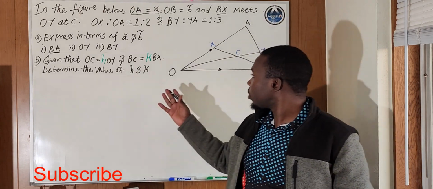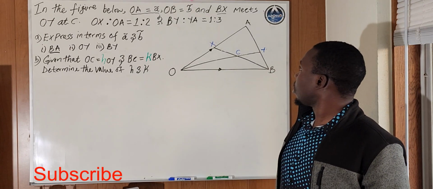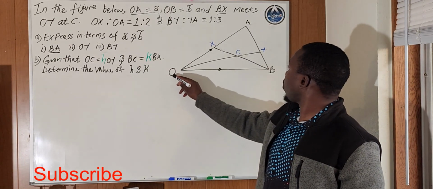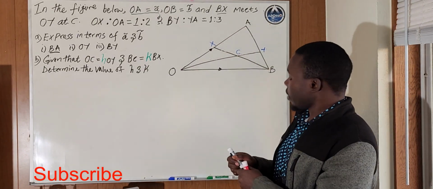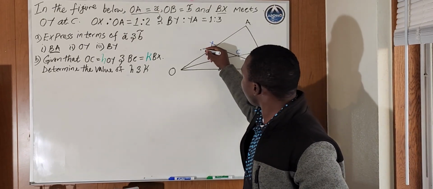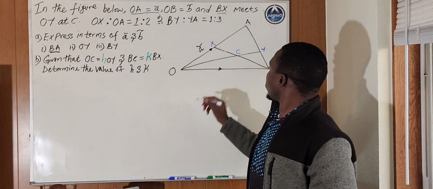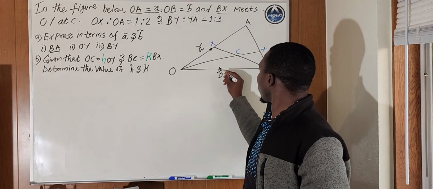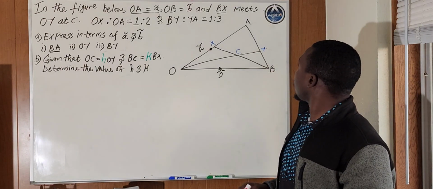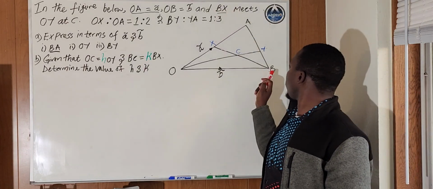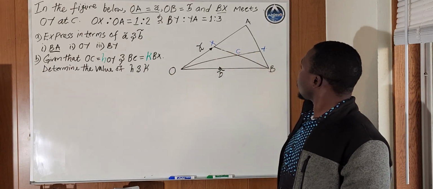And the question here on the whiteboard says: in the figure below, line OA is represented by vector A, OB is represented by vector B, as shown, and BX meets OY at point C.